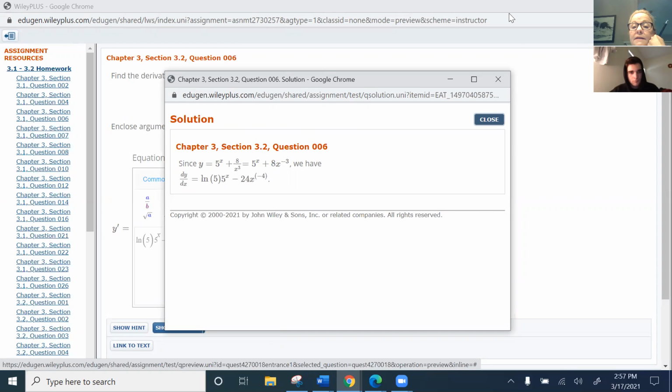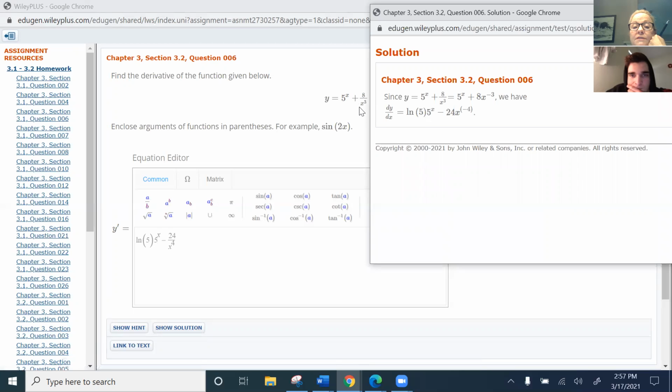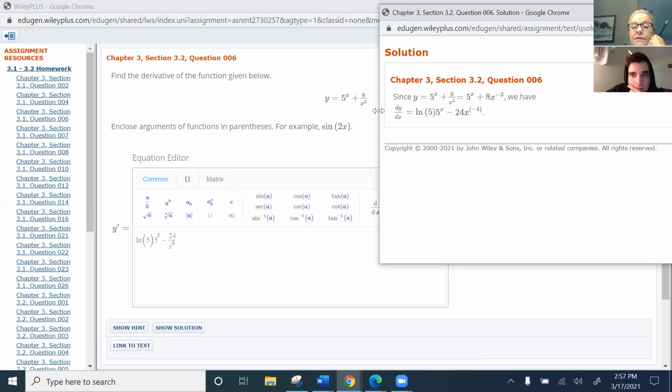So they're rewriting this like 5x plus 8x to the negative 3 power, right? Because this is a fraction, so you're going to move that up and make the exponent negative. And then just do the derivative from there. So here's negative 24x to the negative 4th power, right? So negative. Okay, so then you go.